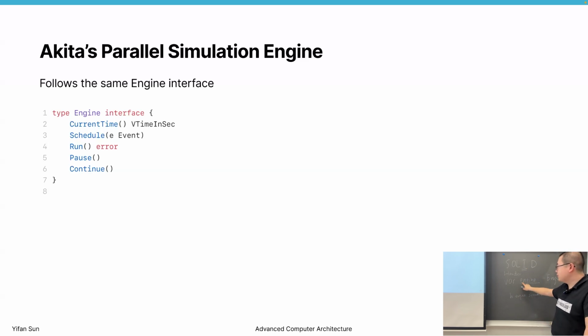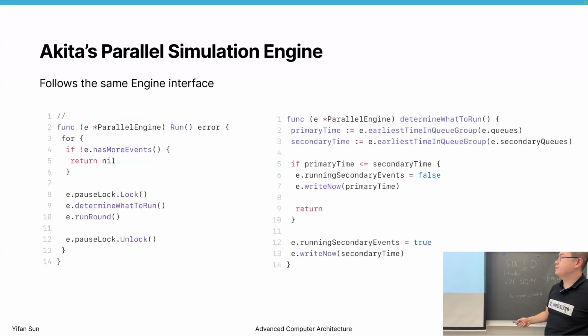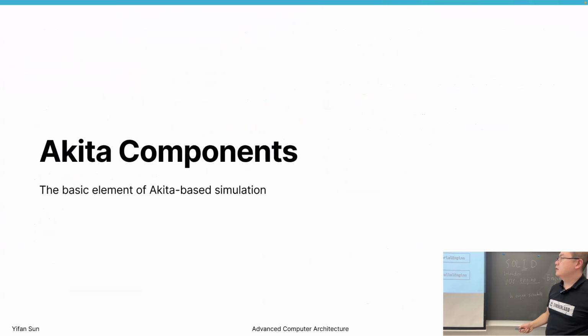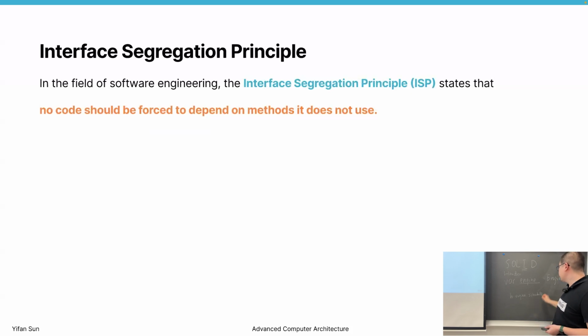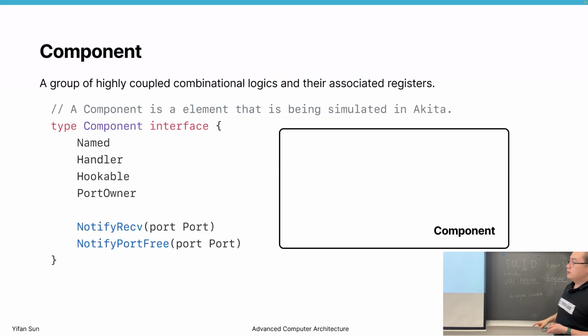Why? Because we're forcing this handler to depend on the run and pause functions, although it doesn't really require those functions. So what is the best way to solve this problem? The best way is, rather than providing an engine interface, we provide another interface called event scheduler. Then we let the engine use this method. An engine should be an event scheduler.